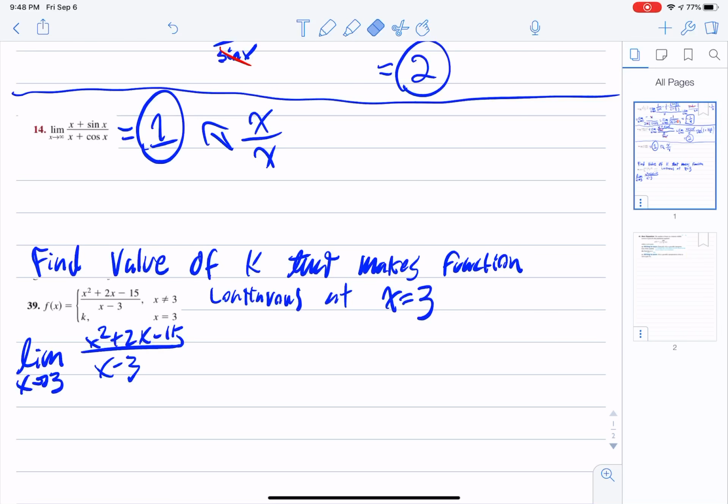So we could rewrite this a little better by factoring the top. So we're going to think what multiplies to negative 15 and adds to 2. So it's going to be x plus 5 times x minus 3. The x minus 3's cancel off. And we have just the limit as x goes to 3 of x plus 5. So that's just going to be 5 plus 3, which is equal to 8. So k is equal to 8.